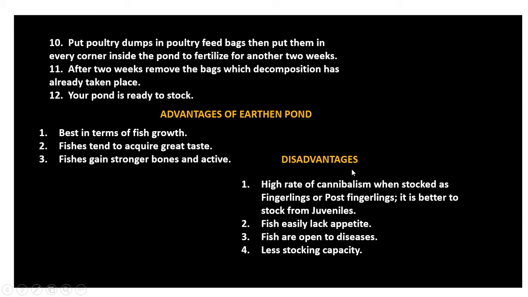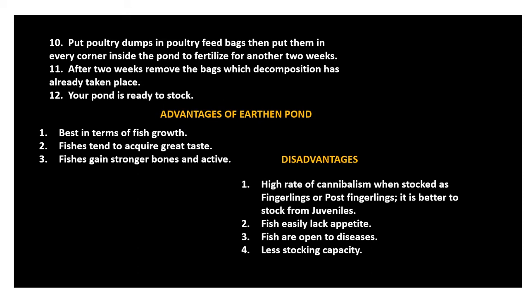So, the disadvantages. Number one, a high rate of cannibalism when stocked as fingerlings or post-fingerlings. It is better to stock from juveniles or post-juveniles if possible. So there will always be a high rate of cannibalism if you are stocking from the fingerling or post-fingerling stage. Two, fish easily lack appetite. So you have to be giving them the fish vite or Vitalite, as we explained earlier, once in a while to keep them up.